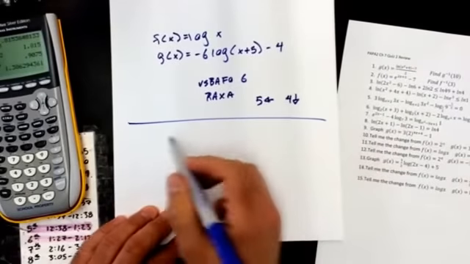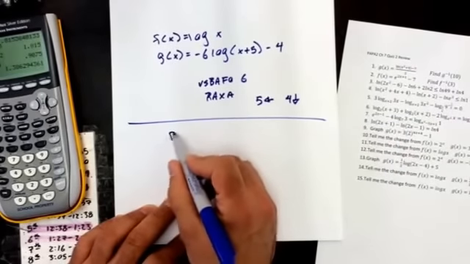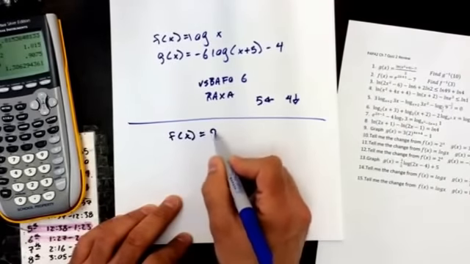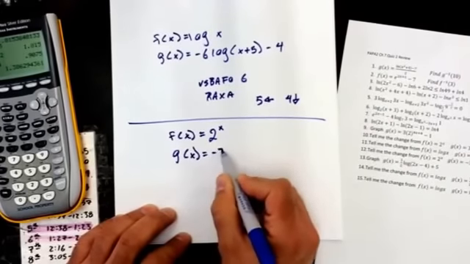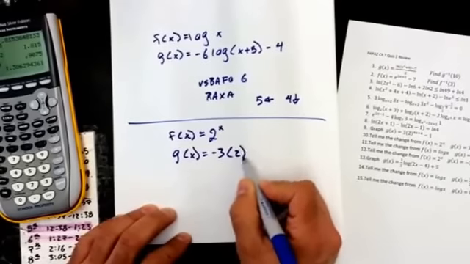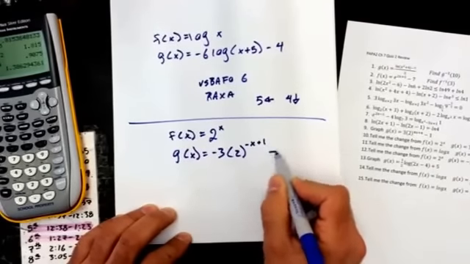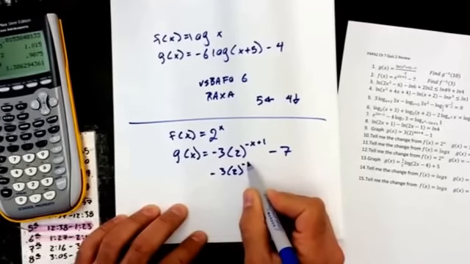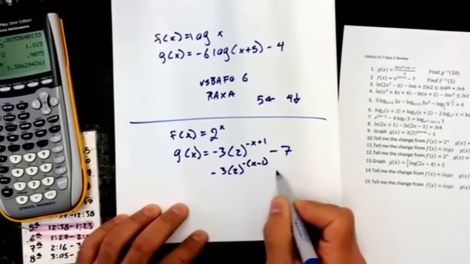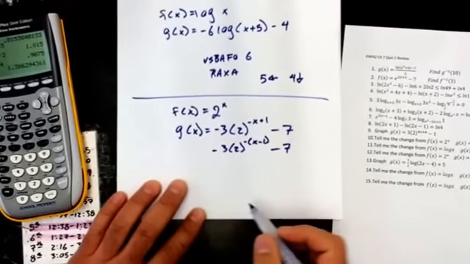The next problem, tell me the change from f of x equals 2 to the x, and g of x equals -3, 2 to the -x plus 1 minus 7. First thing I'm going to do is factor out that negative sign in front of my x. Whenever I have something in front of the x, I'm going to do that.